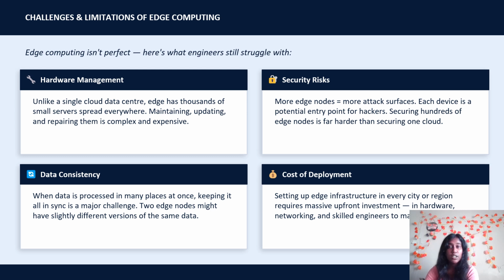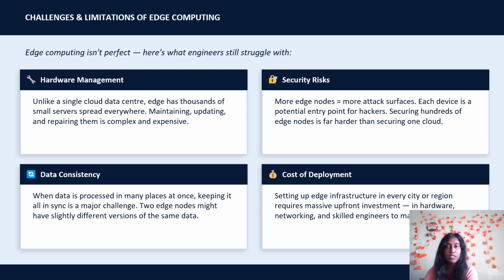Every edge is a potential attack surface. More nodes means more entry points for attackers. The risks include device tampering, malware injection, and distributed denial of service attacks. Why is this harder than cloud? Because there's no single perimeter to defend. The devices may have limited security resources. The required solutions for this are end-to-end encryption, zero trust architecture, and secure boot and hardware level security. The real concern here is that compromising one weak edge device can expose an entire network. Security in edge computing is decentralized and significantly more complex.